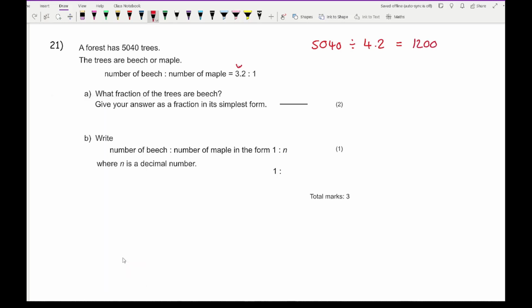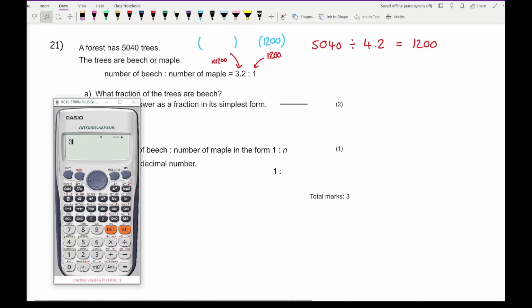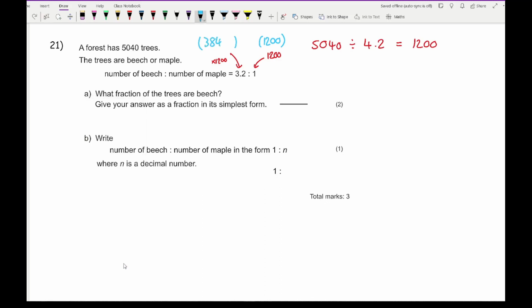So what I then want to do is multiply this by 1,200 and multiply this by 1,200. So this then becomes, let's use a different color, 1200, and this answer here is going to be 3.2 times 1200, which equals 3840. Now the question is asking what fraction of the trees are beech. So here we've got 3840 over the total number of trees, which is 5,040.